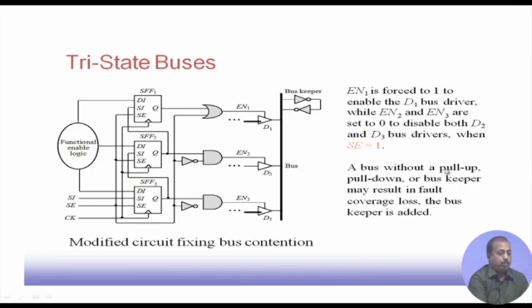A bus without a pull up, pull down or bus keeper may result in fault coverage loss. That is why sometimes, while going into the test mode, we keep this bus keeper logic. It will keep the voltage level there. So, this type of fix may be added. What we are doing, out of so many enable lines that are there for this bus, is ensuring that only one of them will be enabled and the rest are all disabled. This is done by means of this OR AND operation along with these enable lines.